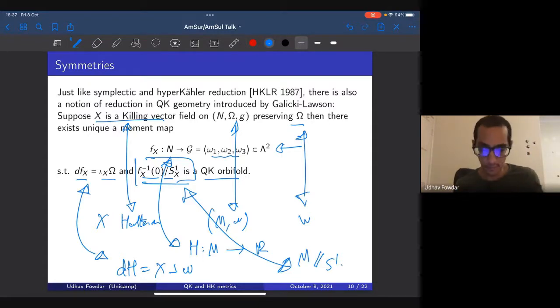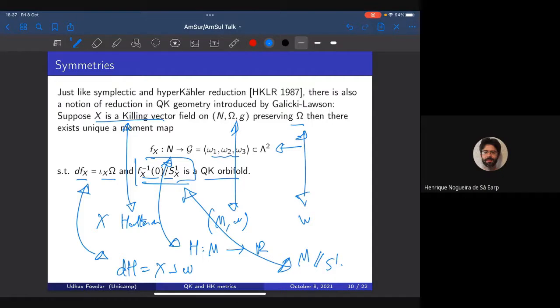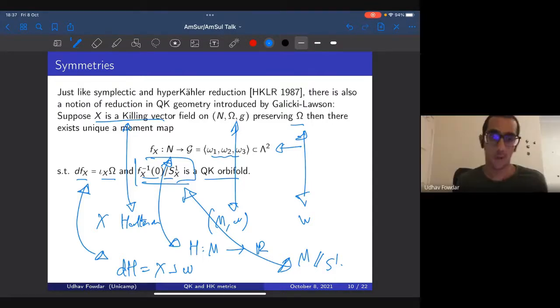Okay. Any questions or anything about this? I think it's great. The analogy is completely clear. Now that you've explained it, it's completely clear. Okay. Good.